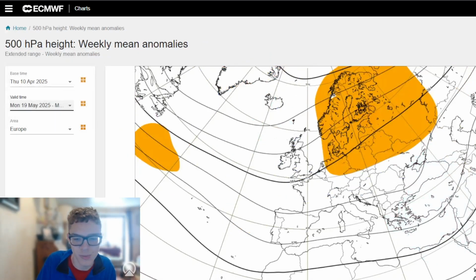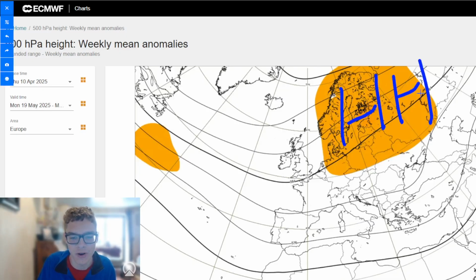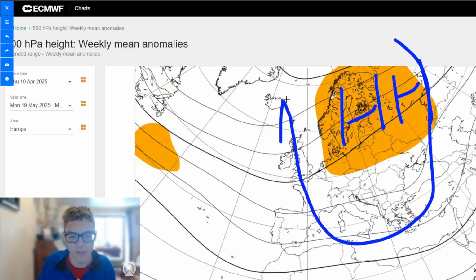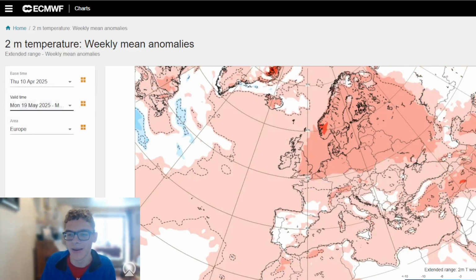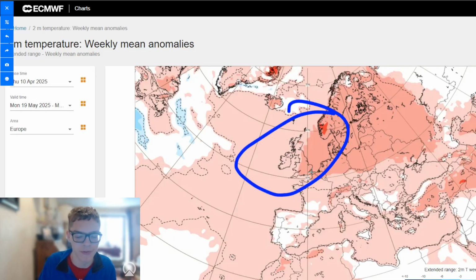The 500 millibar heights, will they help us out? That could actually be quite nice. High pressure towards Scandinavia could bring in the wind from the southeast. It could be a quite warm end to May with that. Temperature anomalies with that are going 1 to 3 degrees above average. That's quite a strong anomaly for quite a long way off.